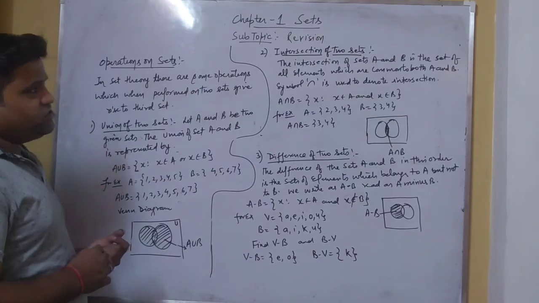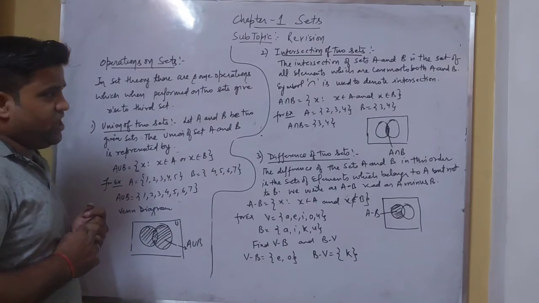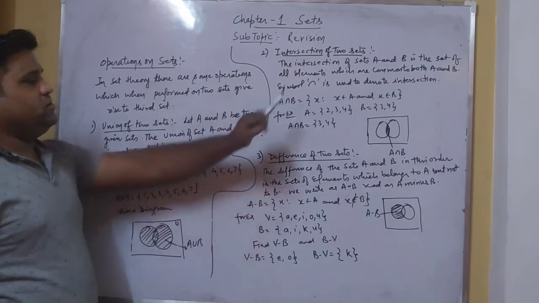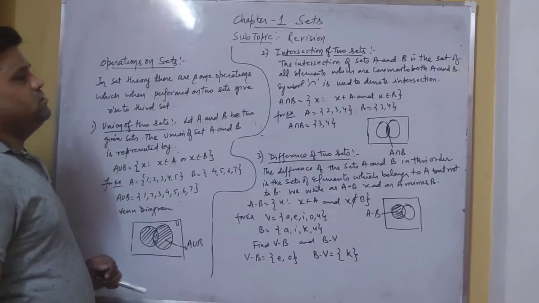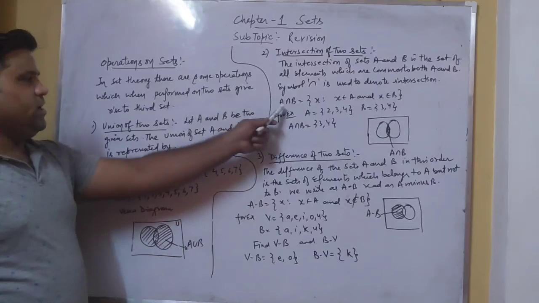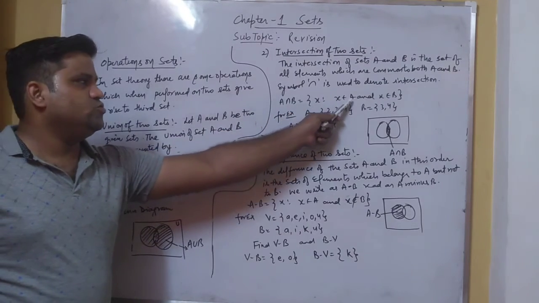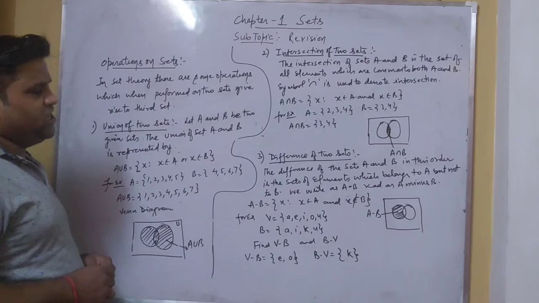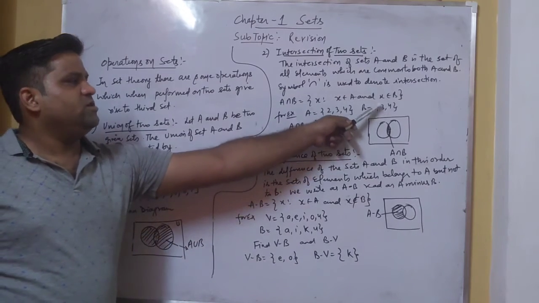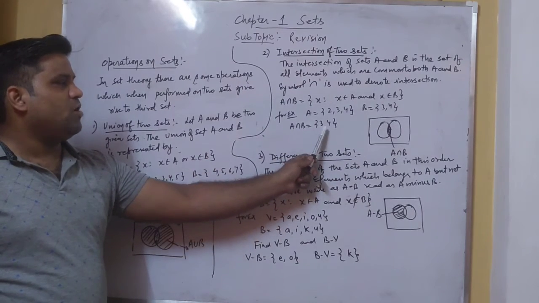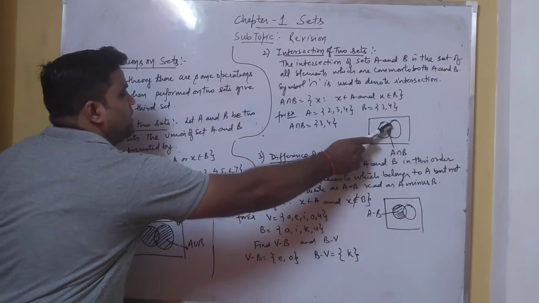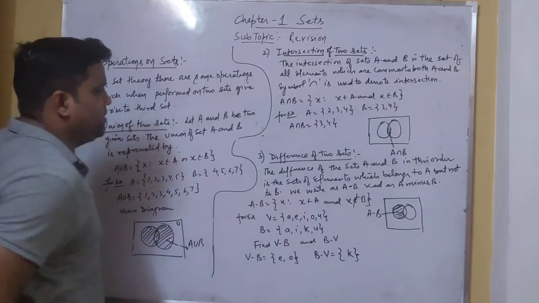Second is the intersection of two sets. The intersection of sets A and B is the set of all elements which are common to both A and B. Here this symbol represents the intersection between the two sets. A intersection B is given by the set of x such that x belongs to A and x belongs to B, which is common to both sets A and B. Here we have an example with set A and set B, so we get A intersection B, which is the common elements between A and B. In the Venn diagram, this area represents A intersection B.